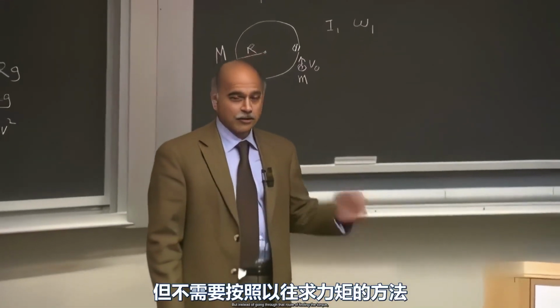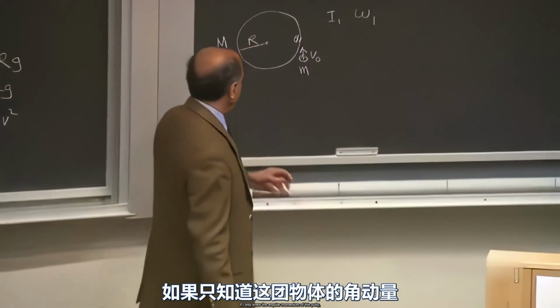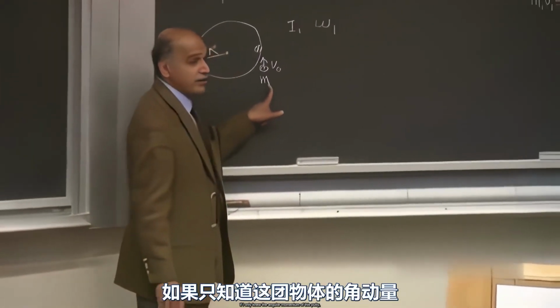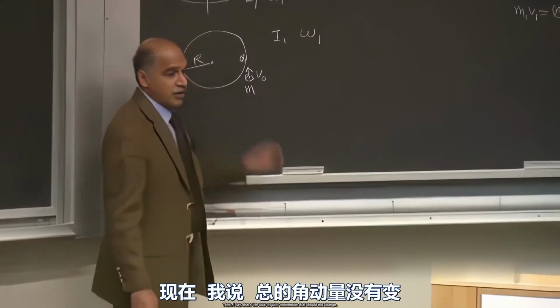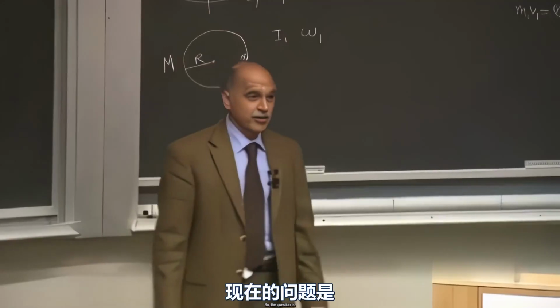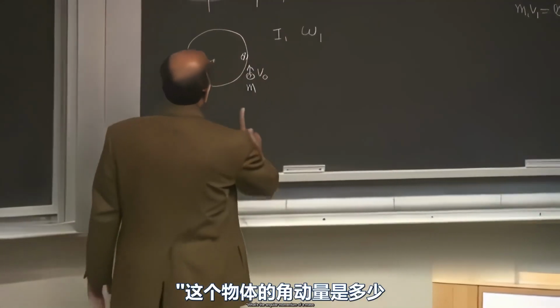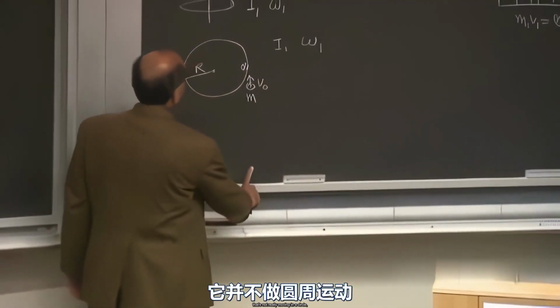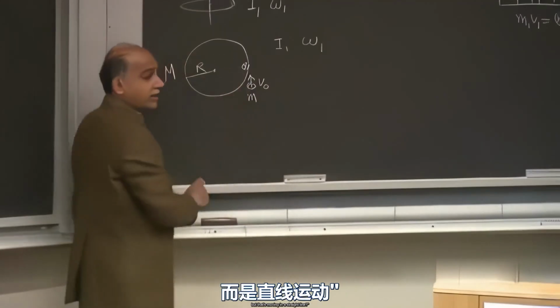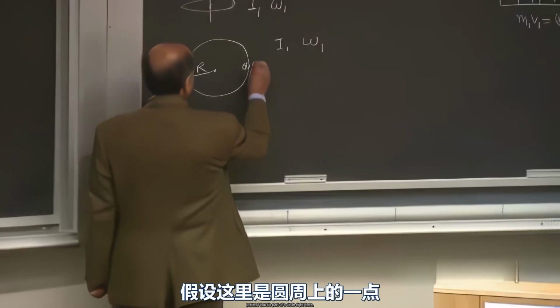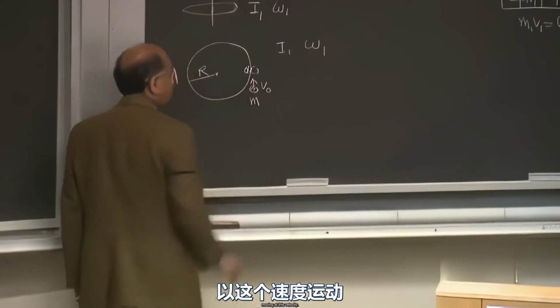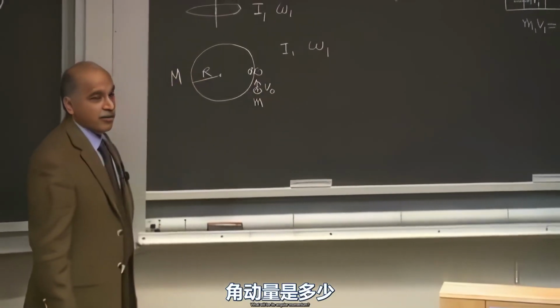But instead of going through that route of finding the torque, if I only knew the angular momentum of this putty, then I will add it to the angular momentum of the disk. Then I would say that's the total angular momentum that should not change. So the question is, what's the angular momentum of a mass that's not really moving in a circle, but that's moving in a straight line? And the answer is, pretend that it's part of a circle right there, moving at this velocity. What will be its angular momentum?